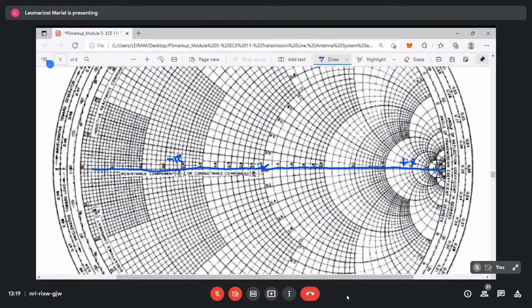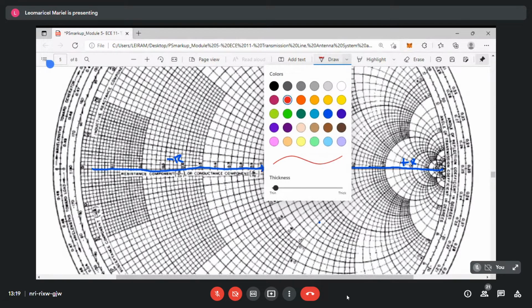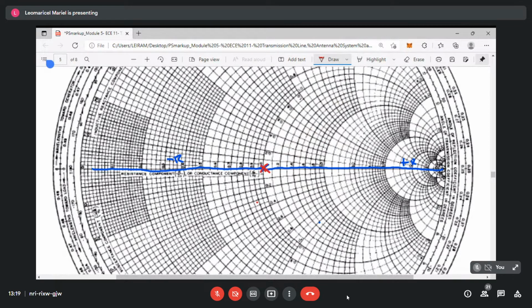Then, mapapansin nyo dyan, may mga bilog-bilog. Maraming bilog yan, no? Nakita nyo ba? That represents your reactance. Okay? So, meron din niyang value. Makikita nyo ang mga 0.5, 0.3, ilolocate nyo lang dito kung anong value niya.